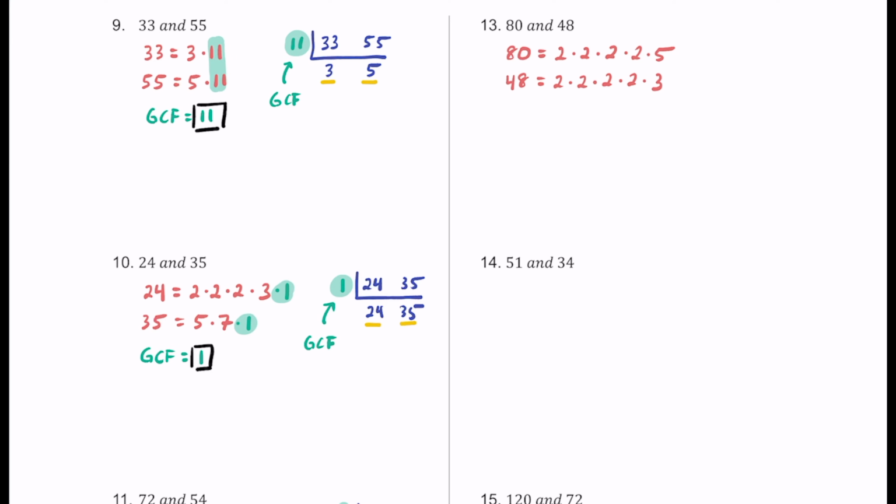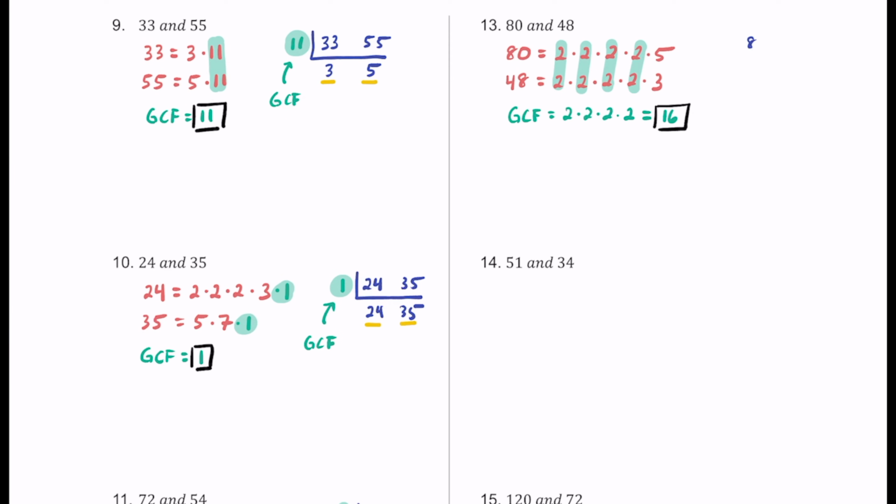Okay, so they both have a bunch of 2s here, it looks like. Again, if you need to pause and just make the tree, go ahead and do so and see if you can get the same prime factorization. It looks like they have a bunch of 2s in common. So the GCF is going to be the product of all of these. So it's going to be 2 times 2 times 2 times 2. 2 times 2 is 4, 4 times 2 is 8, 8 times 2 is 16. So that's the greatest common factor.